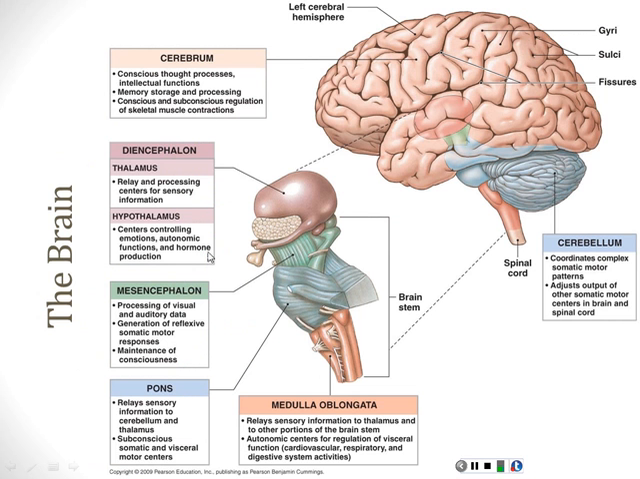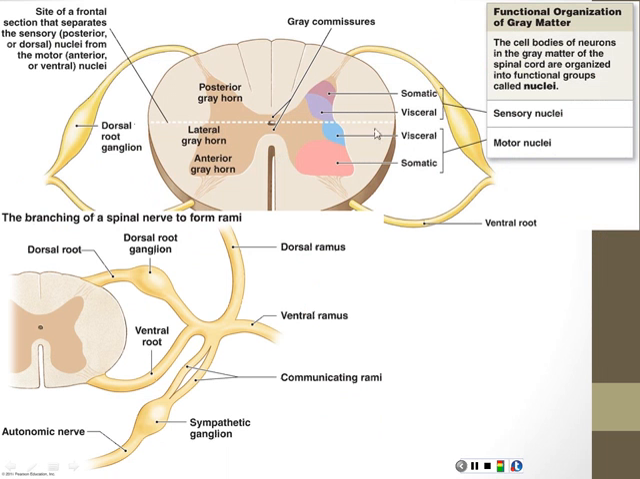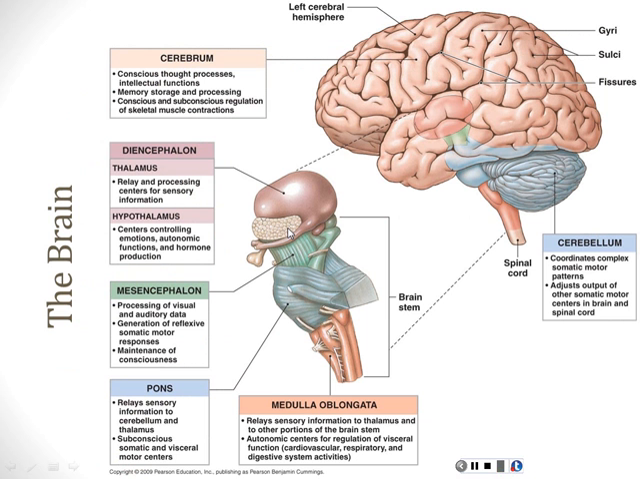All right, so know that anatomy, because it's pretty simple, I think. You know, dorsal root, ventral root come together, spinal nerve, dorsal ramus, ventral ramus. Dorsal root carries sensory information, ventral root carries motor information. All right. Then we get into the brain.